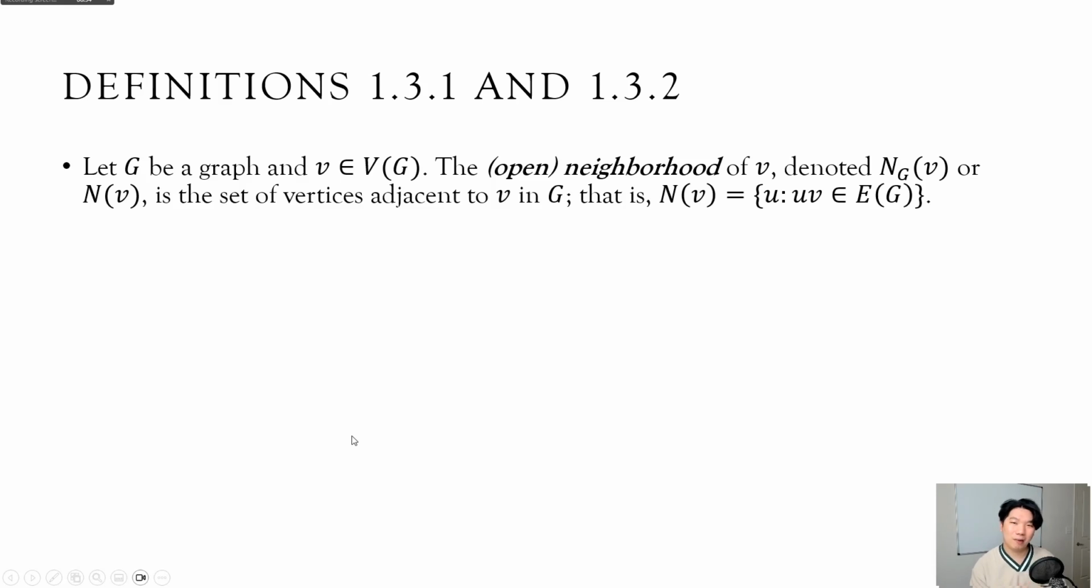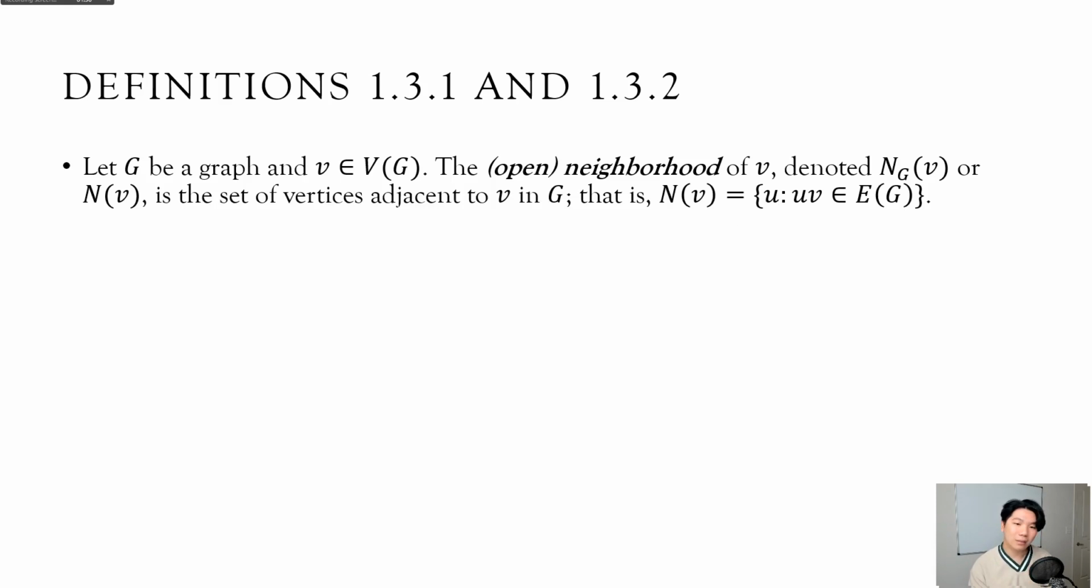If I'm working with more than one graph, then I probably want to put N sub G of v, like what I have here. But if I know I'm working with just one graph, it suffices for us to just put N of v. So these are the set of all vertices that are adjacent to that vertex v, or in other words, the set of all neighbors. If I want to be a little bit formal with my notation here, I can write that the neighborhood of v is all the vertices u such that there's an edge connecting u and v. So we have our first definition.